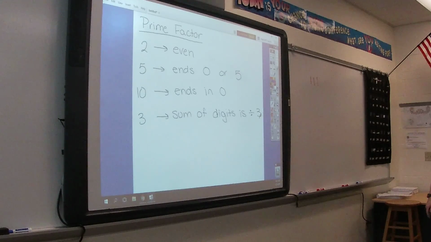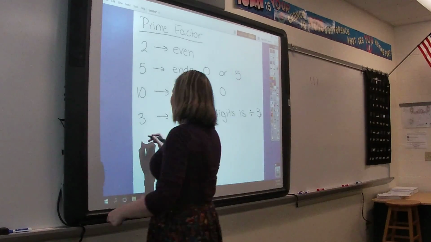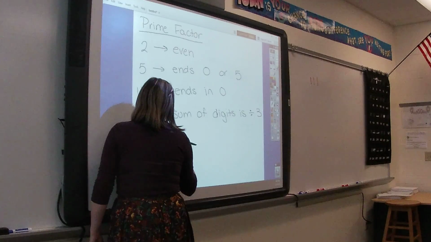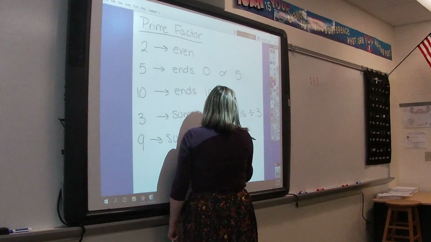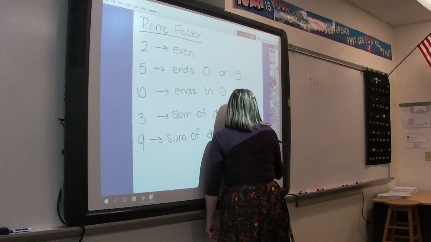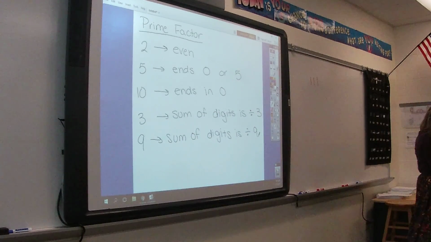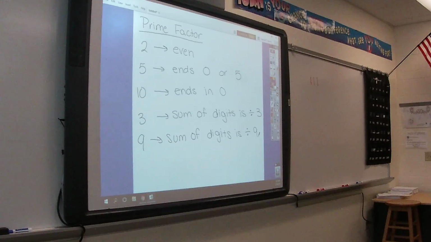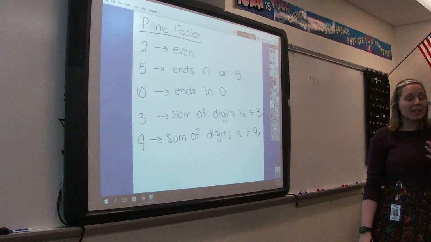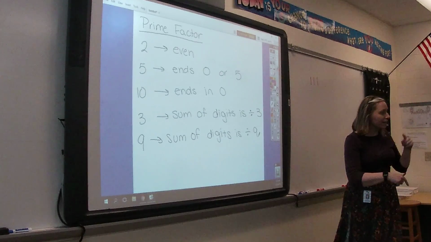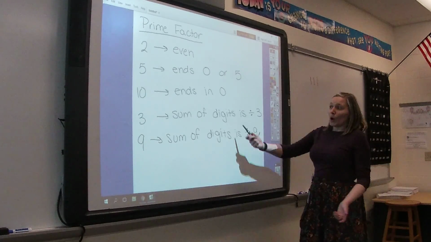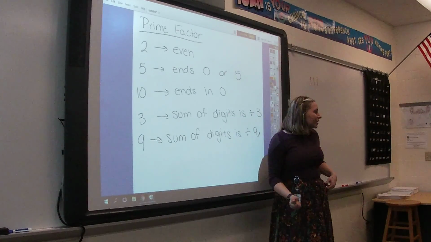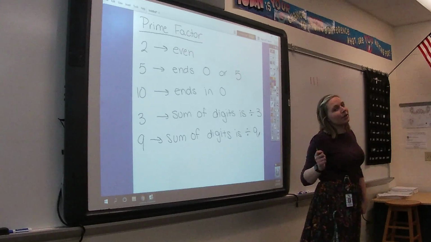That same thing is true for 9. Okay, so for 9, the sum of the digits is divisible by 9. Now, worst case situation, you're right. You can pick up your calculator and you can divide and divide and divide. All right, just keep trying. That is fine. All right, but here are some quick checks that you can do without just having to guess in your calculator.